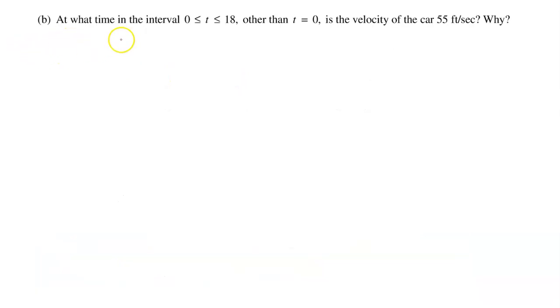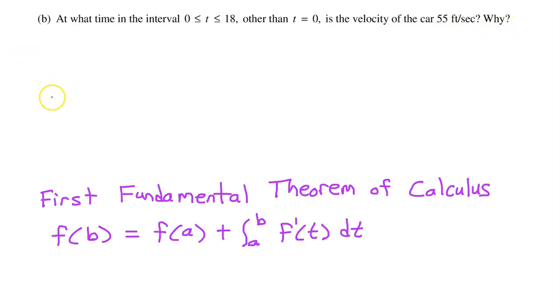Part B. At what time in the interval between 0 and 18 seconds, other than t equals 0, is the velocity of the car 55 feet per second? Why? It looks like it's time to bust out the first fundamental theorem of calculus. F at b equals f at a plus the integral of f prime from a to b.